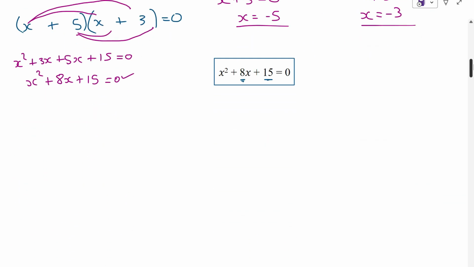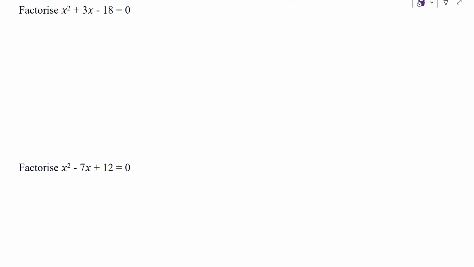Okay, so let's look at some practice questions now. Okay, so same thing as before. Let's get it into the format of ax squared plus bx plus c equals 0. And you can see here, it's already in that format, which is great. So we can go ahead and start to factorize now. So let's write out our double brackets.